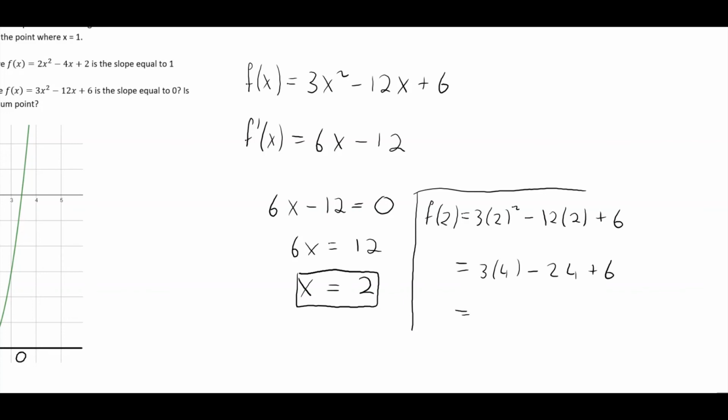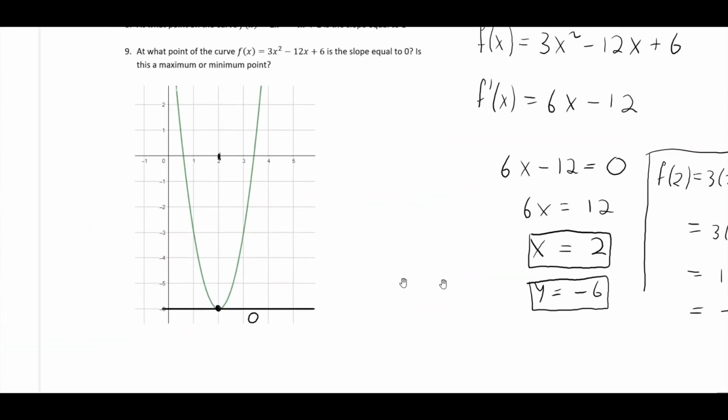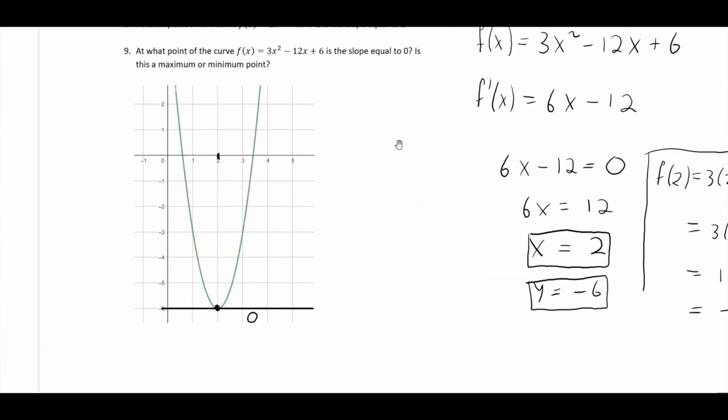We can finish that off. It's just going to be equal to 3 times 4 is 12, 12 minus 24 plus 6. 12 minus 24 is minus 12, and then minus 12 plus 6 is equal to minus 6. So in this case we get y is equal to minus 6. And like I said earlier, we can see by looking at our graph, but it's important that we knew how to figure that out, that this is a minimum point, meaning it's down on the lower part of the curve here.